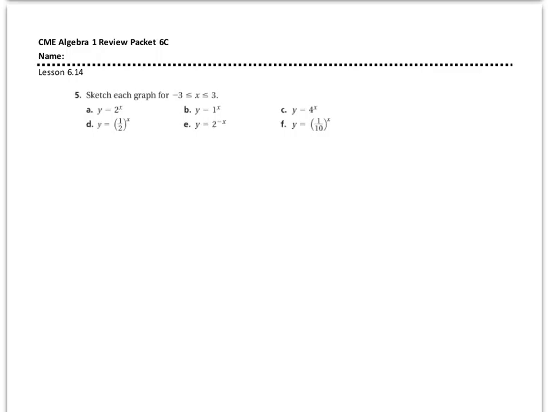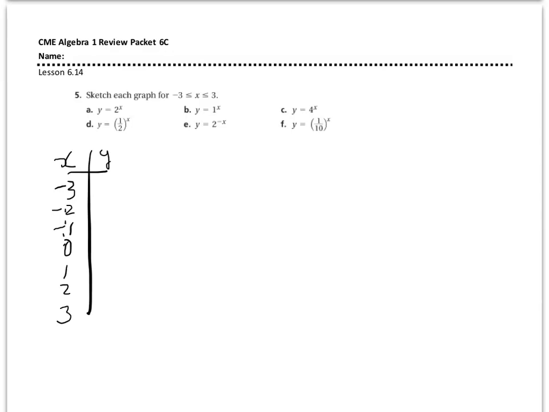This video is to go over 6.14 for review packet 6C. Sketch each graph for the domain: greater than or equal to -3 and less than or equal to 3. So your domain should be -3, -2, -1, 0, 1, 2, 3.